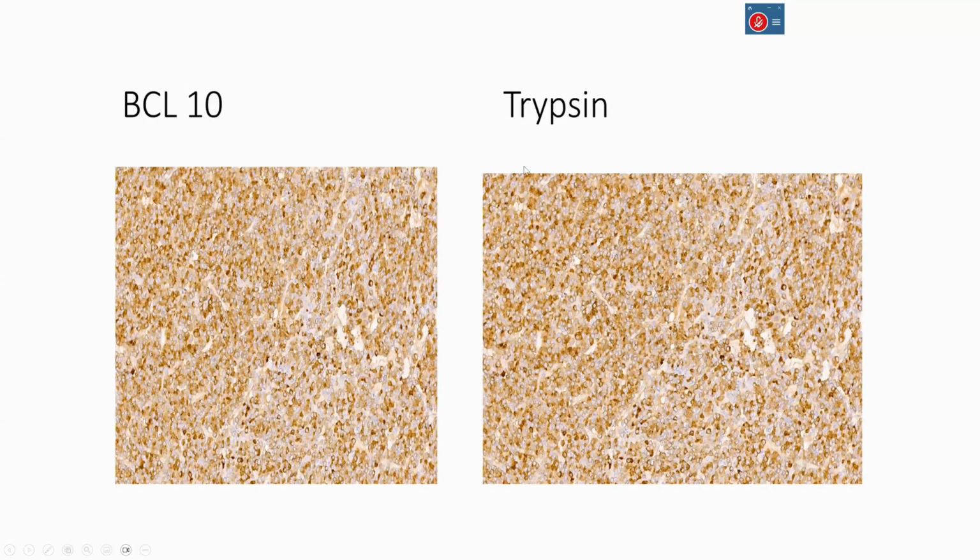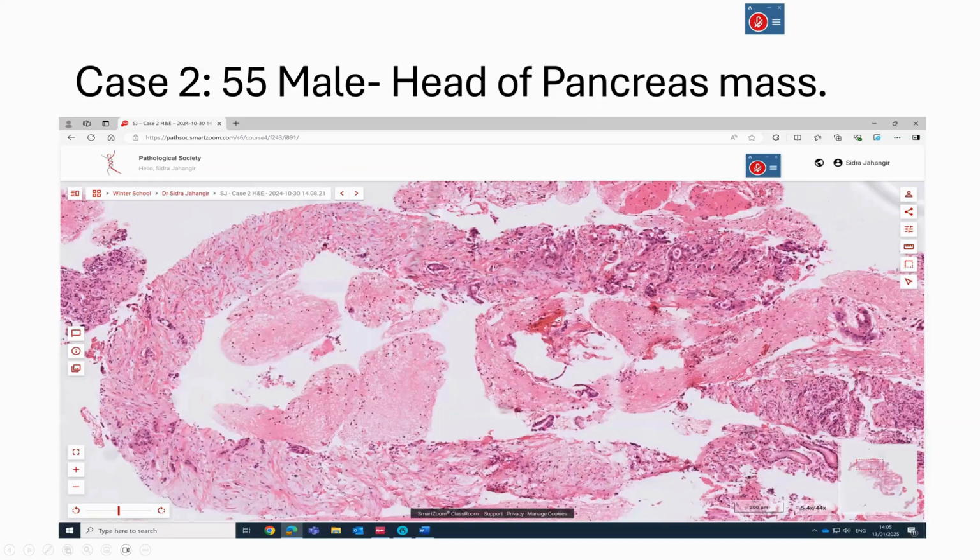So this is how CD10 and trypsin stains look like. Both show a similar kind of granular cytoplasmic staining. And these two stains are very sensitive and specific for this entity. Whenever you have this entity in your differential diagnosis, either one of them should be done for confirmation of diagnosis. So case 2.